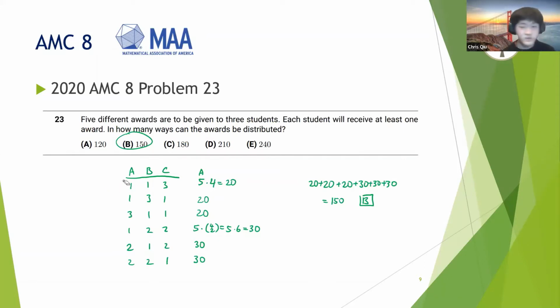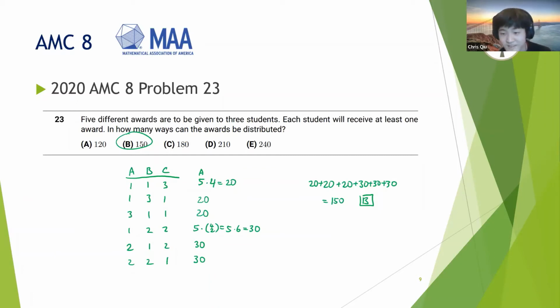Now we've given A its award, so we want to give B its award. For B, we have 4 remaining awards to choose from, and we're going to give one of them to B. So there are 4 ways to choose an award for B. And then the remaining 3 awards go to C. So there are totally 20 ways to distribute the awards in this case.